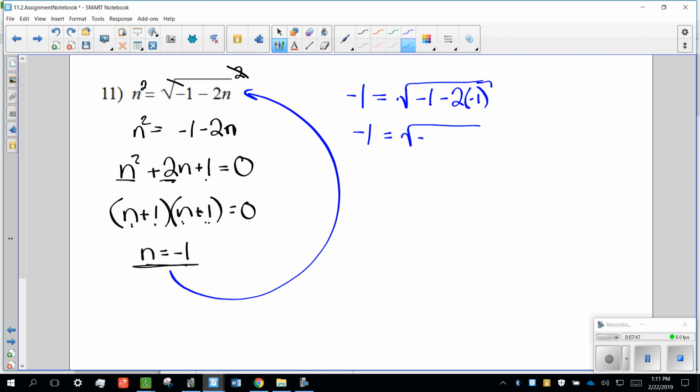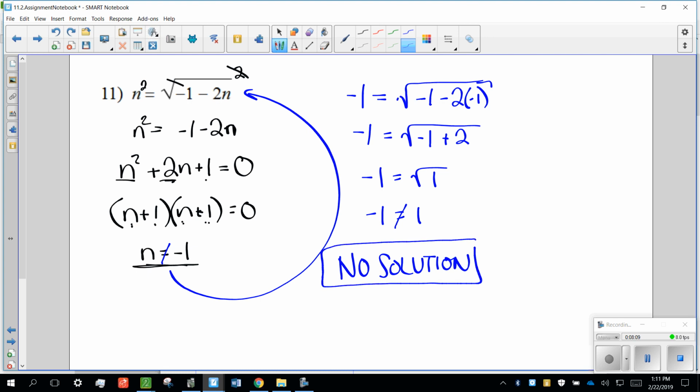Extraneous root. So that would be negative 1 plus 2. Does negative 1 equal the square root of 1? Well, the square root of 1 is 1, and negative 1 does not equal 1. So n does not equal negative 1. The actual answer is that there's no solution, because we came up with an option for the solution, but it was an extraneous solution. So that's all we can do.